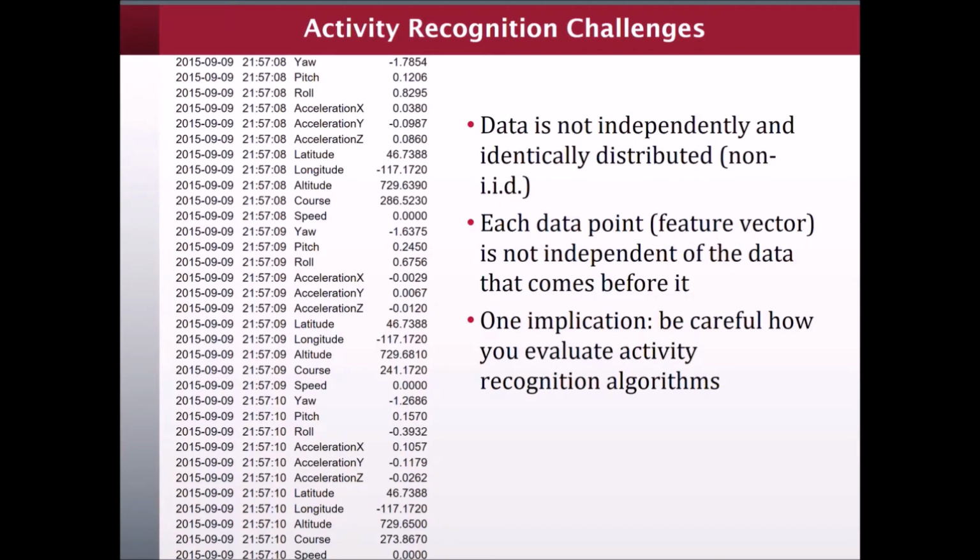Also, when performing activity recognition from mobile sensor data, keep in mind that the data is not independently and identically distributed. It is non-IID. This means that each data point, which is our feature vector, is not independent of the data that comes before it in the sequence. That has an implication for how we evaluate activity recognition algorithms. For example, if we provide some of the data to train the model and other data to test it, and those data points are quite close to each other in time, we may be biasing our activity recognition evaluation.